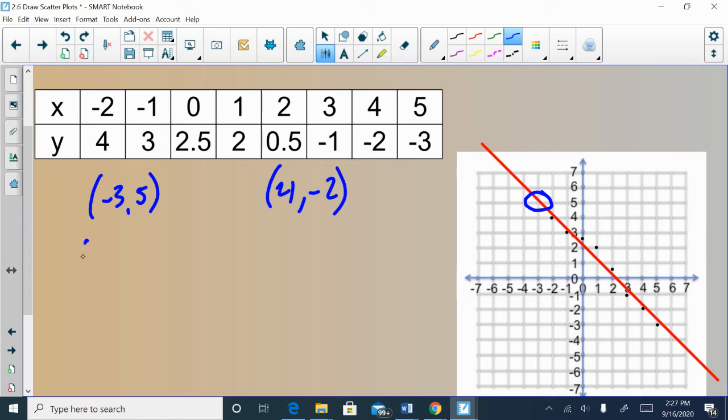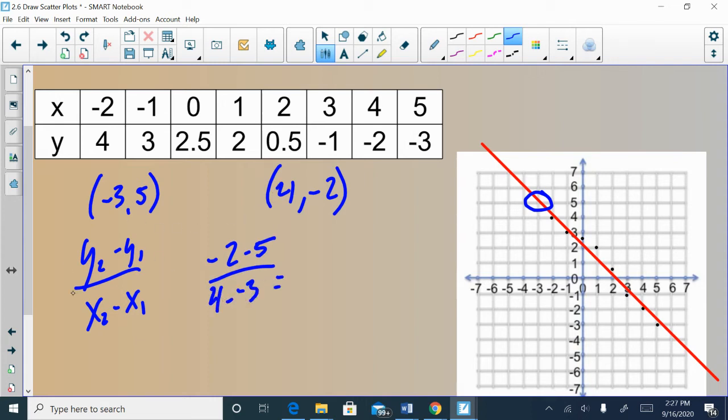In order to do this, we need to use slope formula, y2 minus y1 over x2 minus x1. -2 minus 5 over 4 minus -3. Right, we know how to do this, I hope. -2 minus 5 is -7, and 4 minus -3 is +7. So my slope is going to be -1.